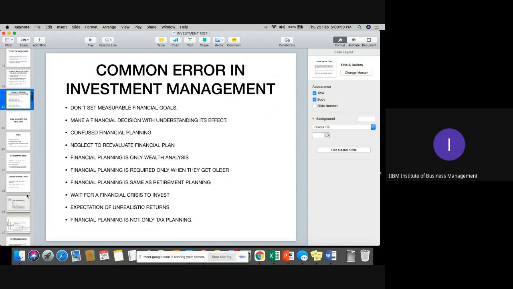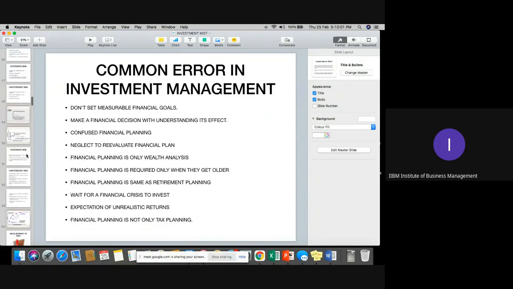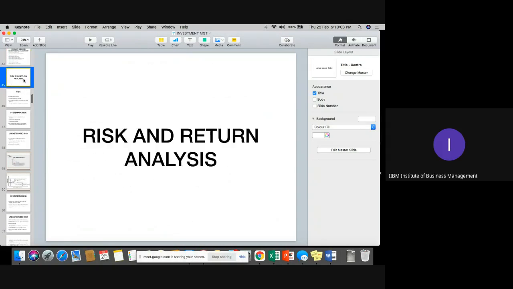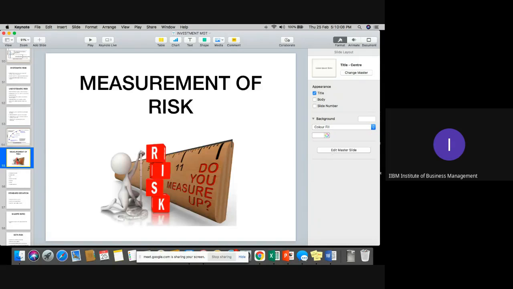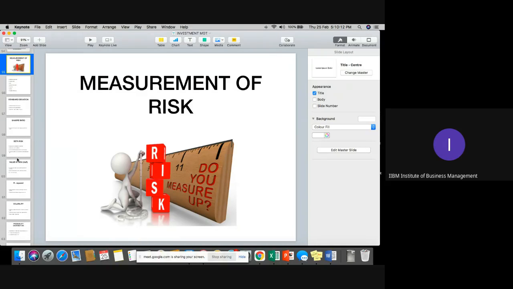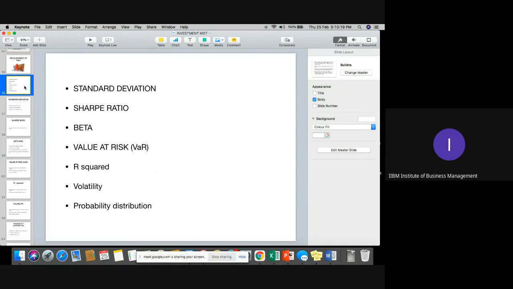Okay. Now today's topic which we have to start. This topic we also covered in the last class, that is systematic risk and unsystematic risk. Now the measurement of risk, which we need to start now, that is the numerical part of this particular topic. When we discuss how a particular company can measure risk, it has the following methods, which include standard deviation, Sharpe ratio method, beta valuation, value at risk, R-square method, volatility method, and probability distribution method.